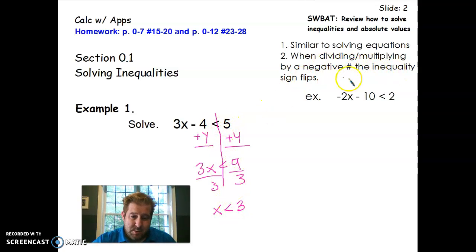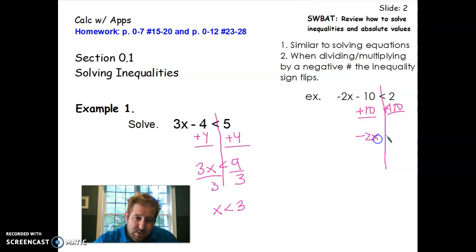Now, there is that special case when you have dividing or multiplying by a negative, like what's going to happen over here. So I'm going to add 10 to both sides. Negative 2x is less than 12. Then I'm going to have to divide both sides by negative 2, which is the flipping of the sign. So less than becomes greater than. We're left with x is greater than negative 6.